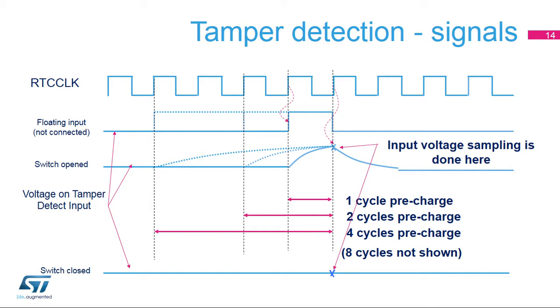The internal pull-up can be applied for 1, 2, 4, or 8 cycles. If the switch is opened, the level is pulled up by the resistor. If the switch is closed, the level remains low. The input voltage is sampled at the end of the pre-charge pulse.